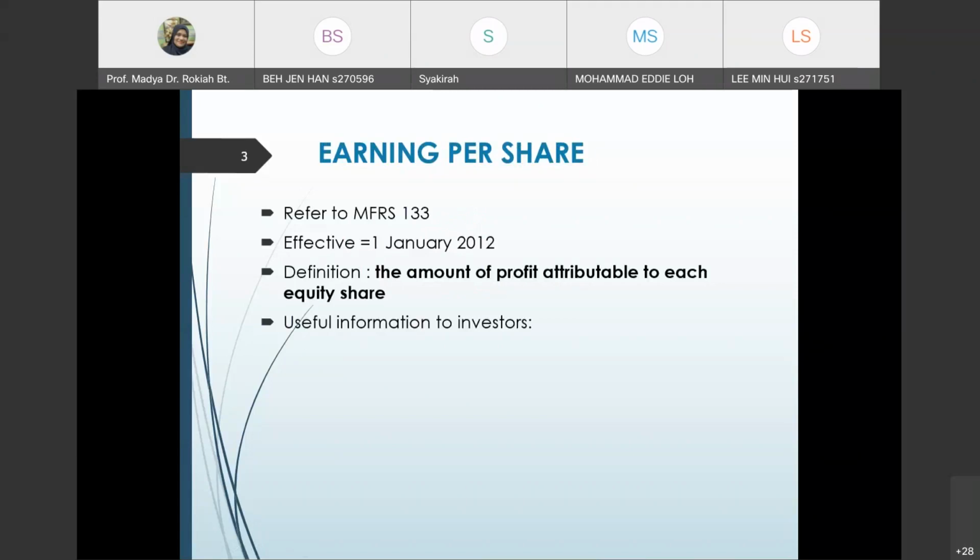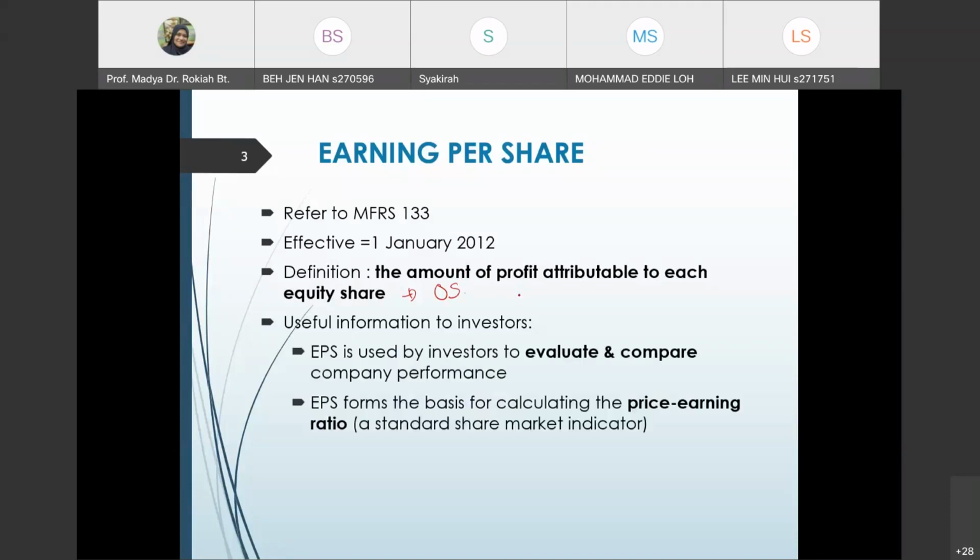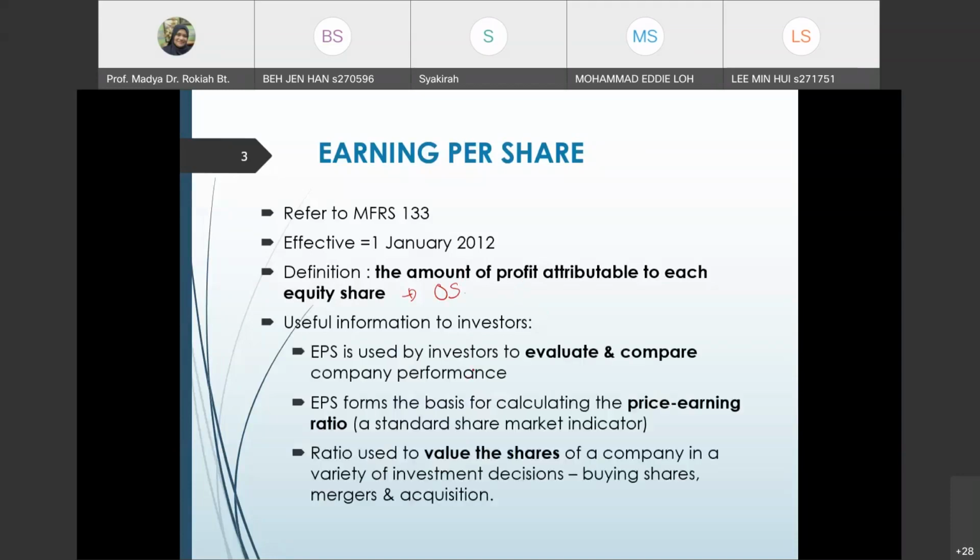It defines earning per share as the amount of profit attributable to each equity share. Each equity share refers to the ordinary shares. So how much is the amount that we can return to the investor? The investor needs to know information about the EPS because they use it to evaluate and compare the performance of the company. A company with a higher EPS amount is considered a company that has more profit, and more profit means good performance.